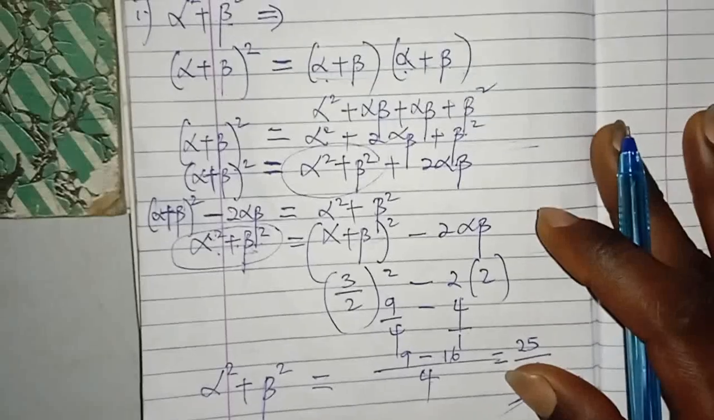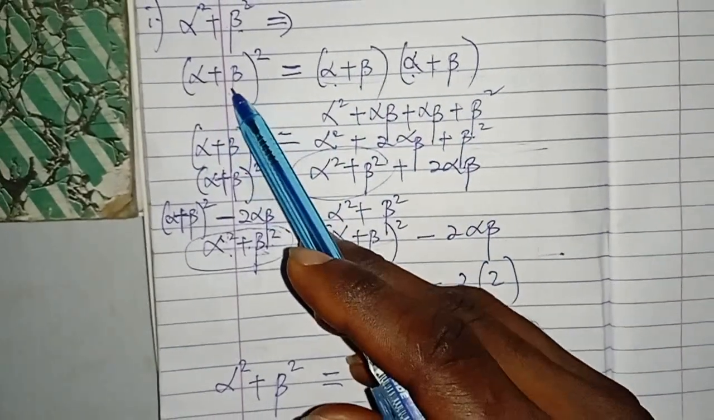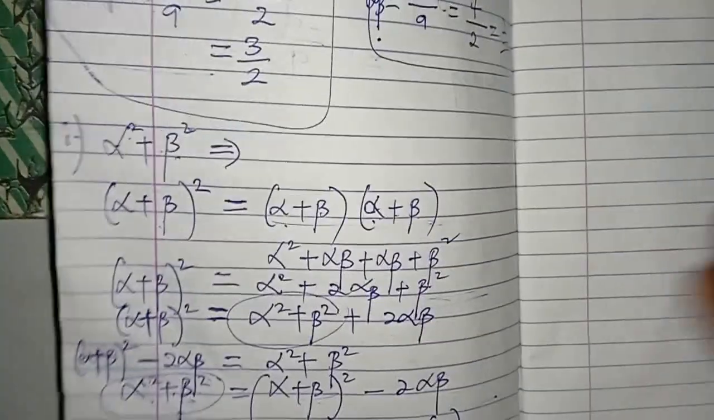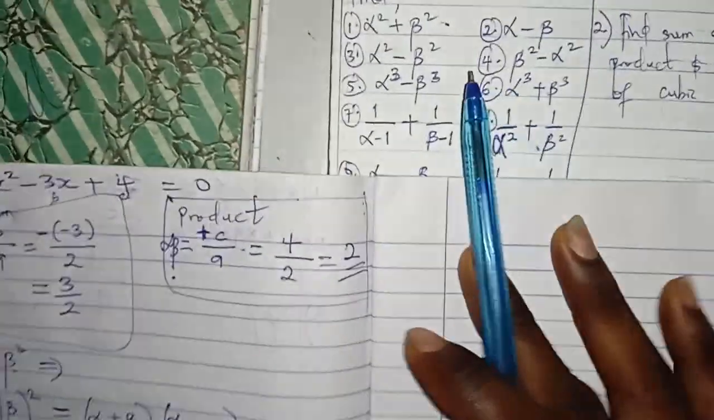So whenever you are given anything that is not alpha plus beta, you go and expand. If you don't understand it, calm down and listen to what I've said. You understand? Okay. Let's move to the next one.